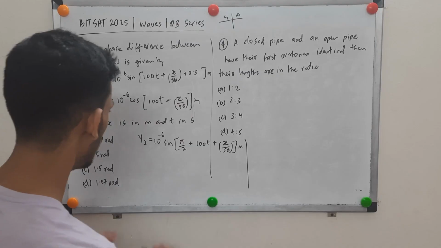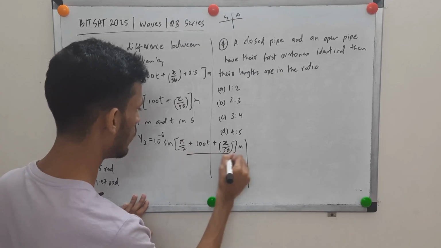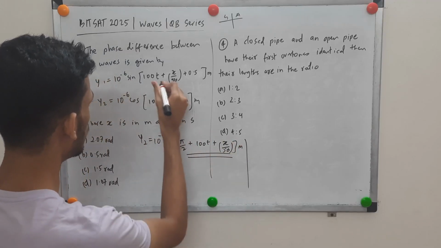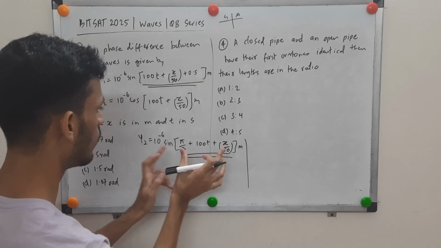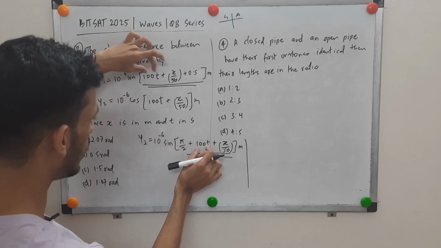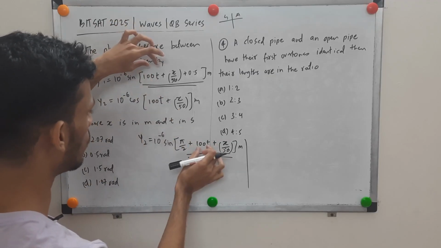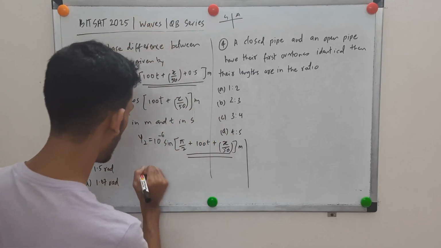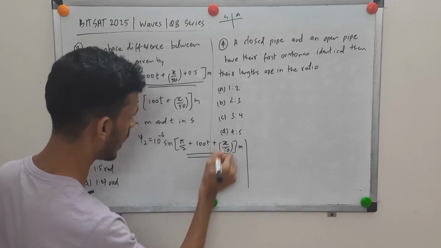So basically, now what is the phase difference? So this is the phase, right? The part that is in the argument of sine, so that is the phase. So this is the phase of y2, phase of y1. Just see the difference, right? So 100t common, so basically subtract the two. Okay, so this and this will get cancelled, this and this will get cancelled, so basically I'm subtracting this from this.